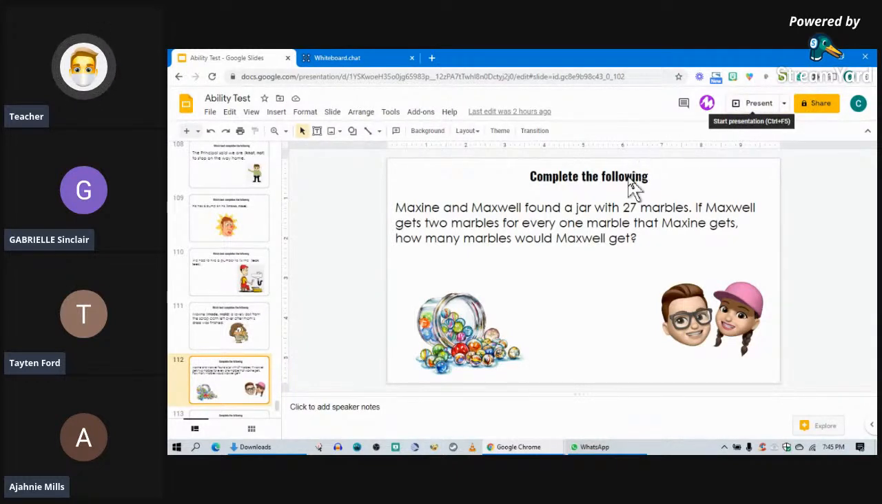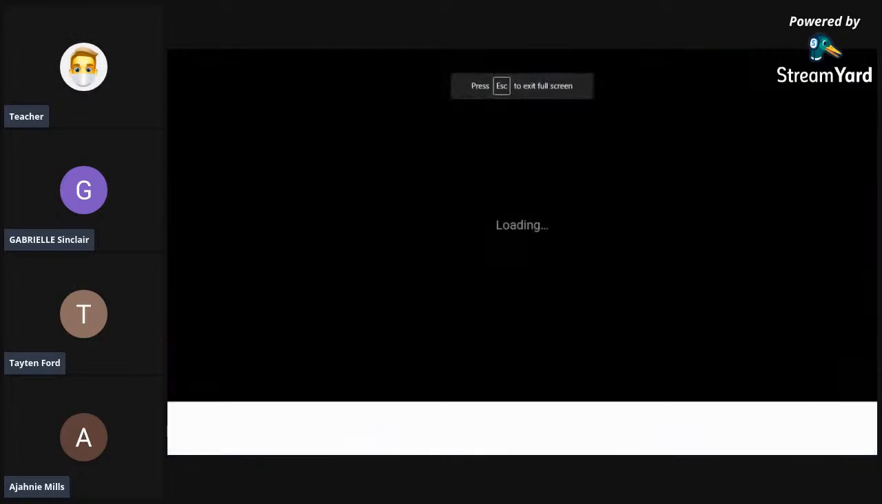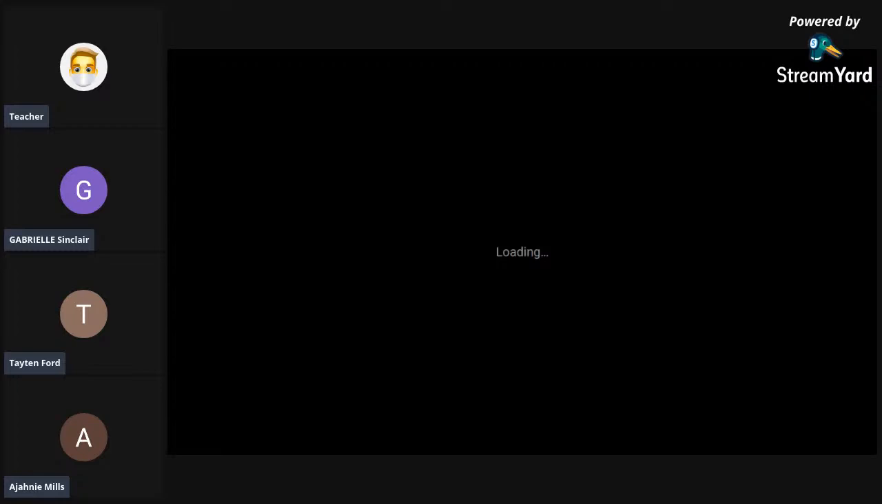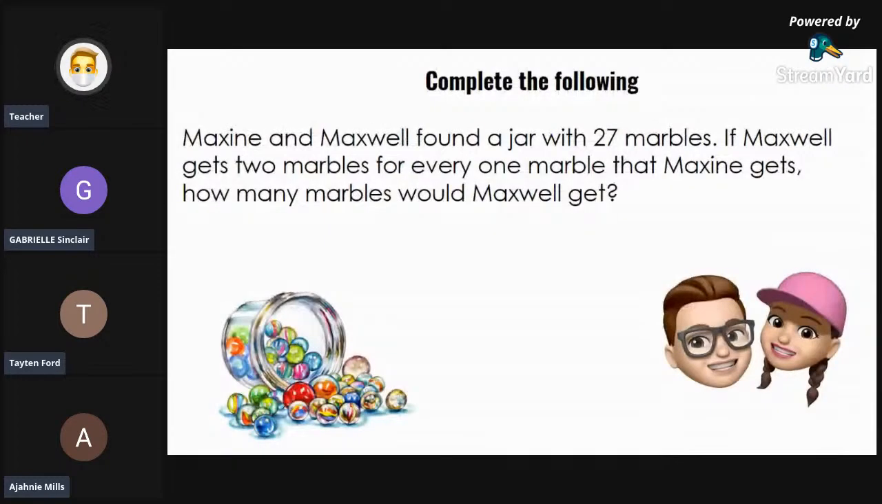Maxine and Maxwell found a jar with 27 marbles. If Maxwell gets 2 marbles for every marble that Maxine gets, how many marbles would Maxwell get? Let's pull that one again. Let's think about that. When it comes back up, we're going to read it another time.